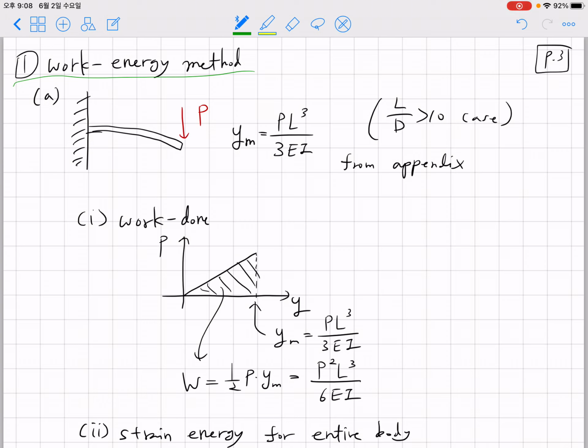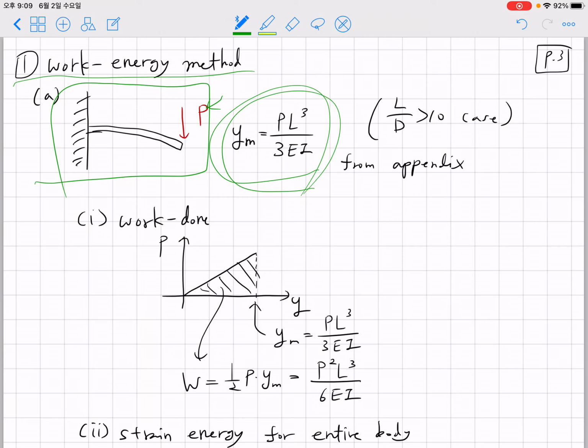So let's first consider this simple cantilever beam bending problem. From the appendix, we already know the relationship between the applied force P and the displacement at the right end. You can find this from the appendix table that we discussed back in the statically indeterminate beam deflection problems in previous lectures.